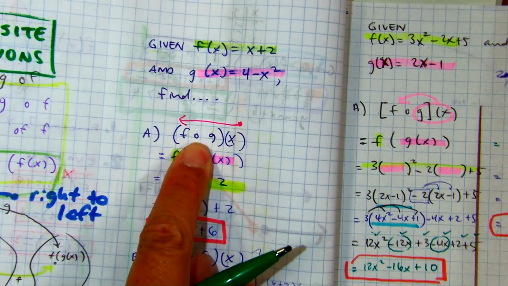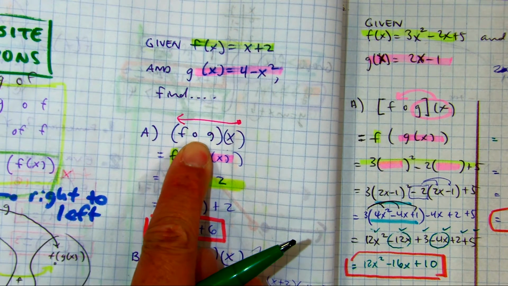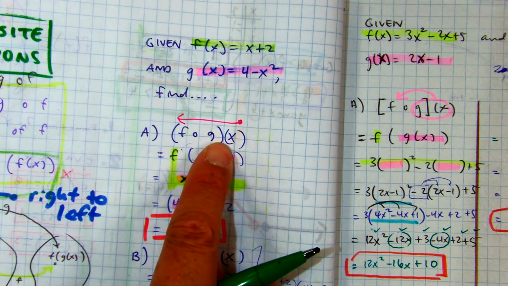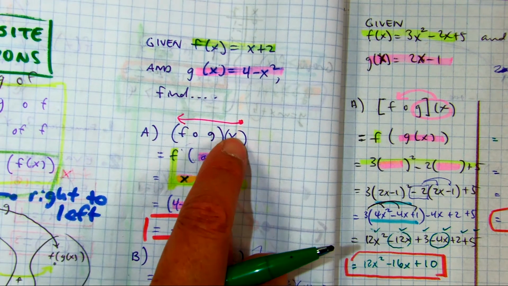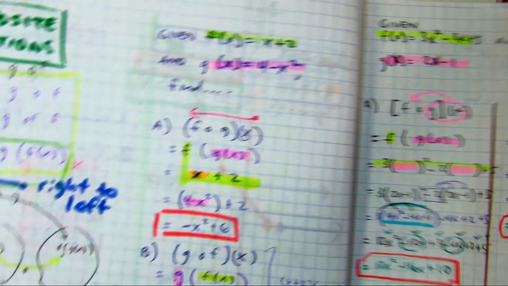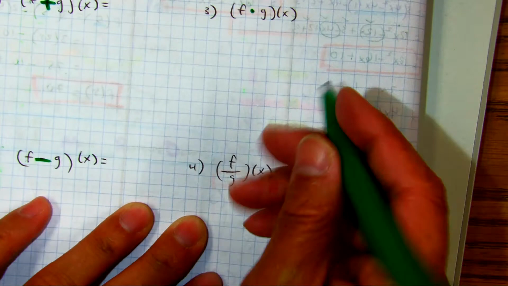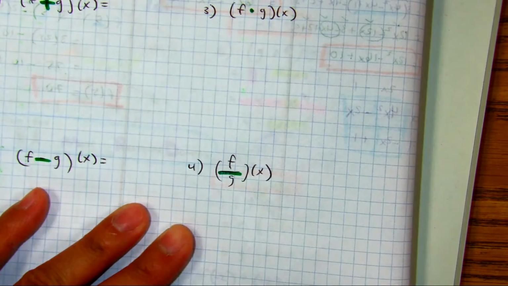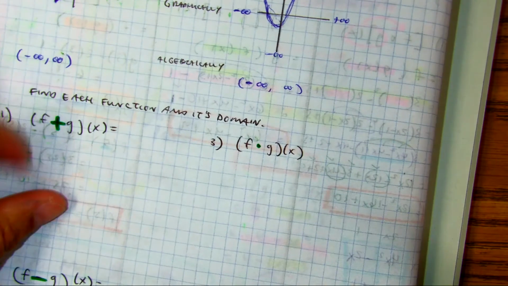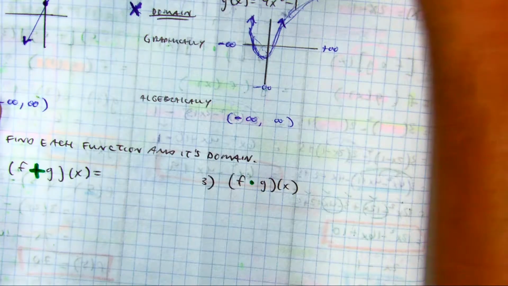Fog is an open circle, and this does not mean f times g. This is called a composite function, which means you take g and put it into f. Okay? So make sure you know the difference. And then number 4, what math operation? Division. Okay. So if you have your 2 different colors, super helpful.